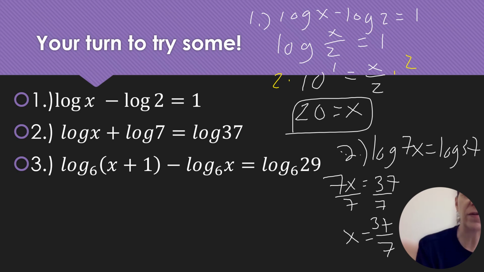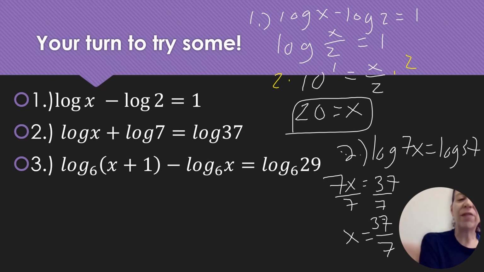37 over 7. That is a 7. That is a terrible 7. That's better. All right. Now on, ooh, this is a good one. And I don't know if I have enough space for it.